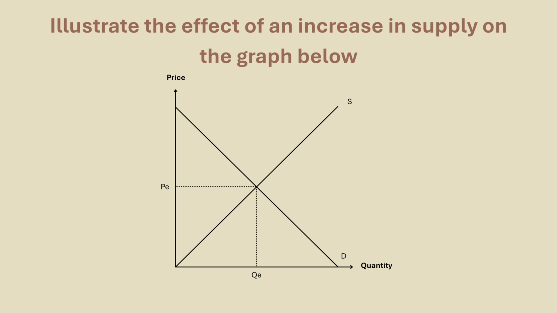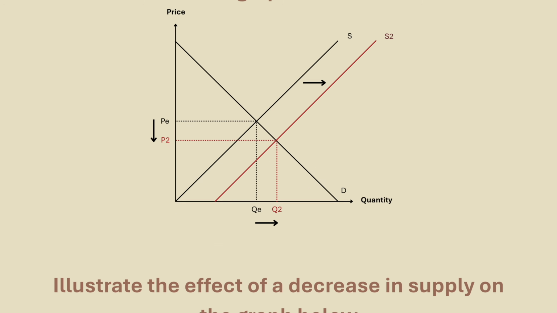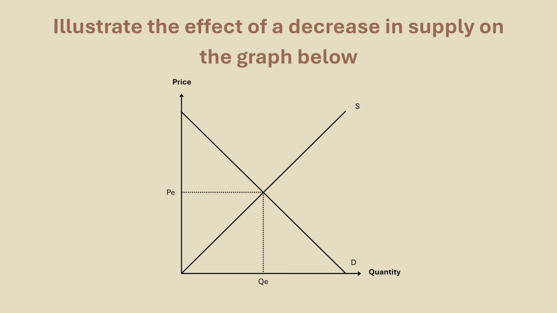Illustrate the effect of an increase in supply on the graph below. Here's the answer. The supply curve shifts to the right. Illustrate the effect of a decrease in supply on the graph below. Here's the answer. The supply curve shifts to the left.